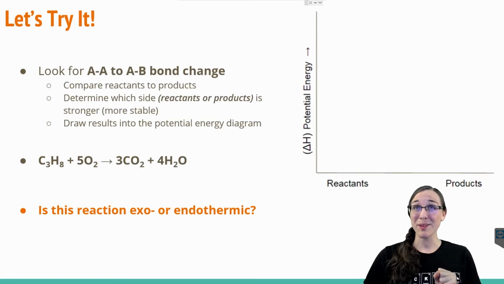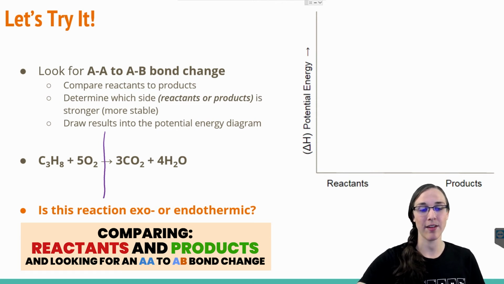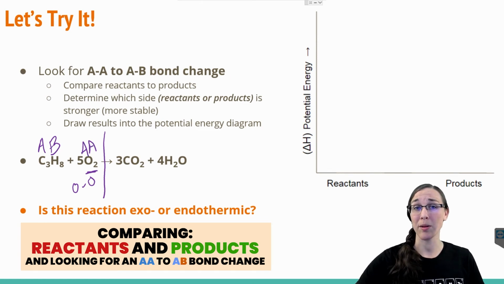So here's the problem you saw at the beginning of the video. Let's give it a try together. We're going to compare the reactant side to the product side and look for an AA to AB bond change. On the reactant side, we see that we have a carbon attached to a hydrogen. Those are two different atom types, so that's AB bonding. We also have O2, that's two oxygen atoms bonded together. That's representing AA bonding.